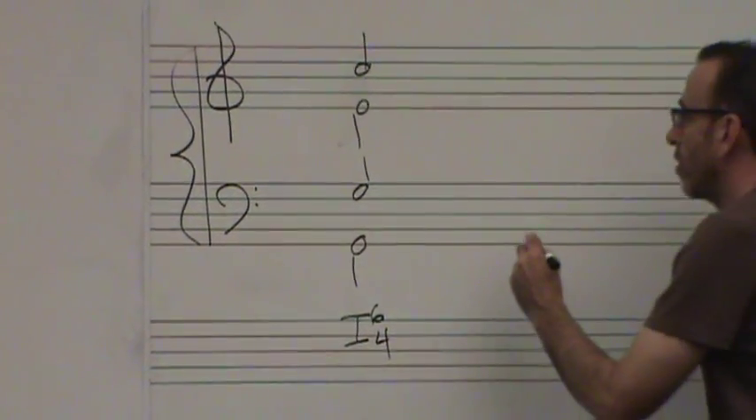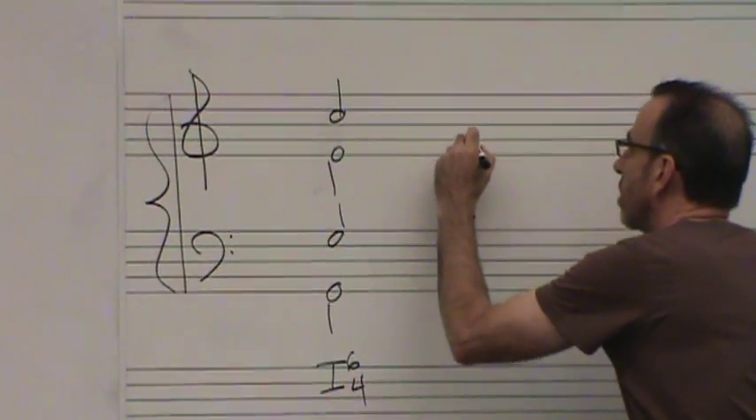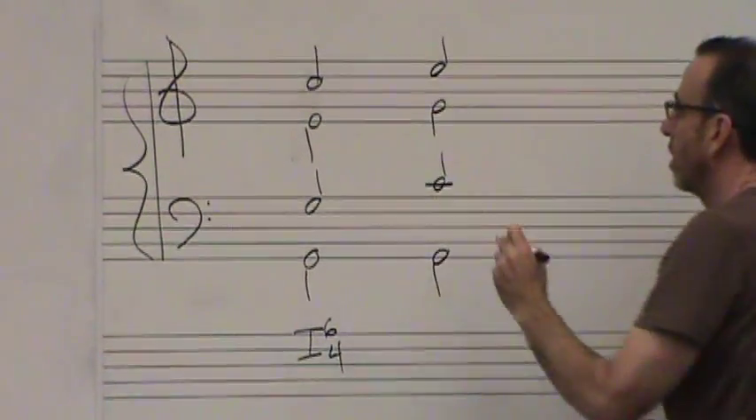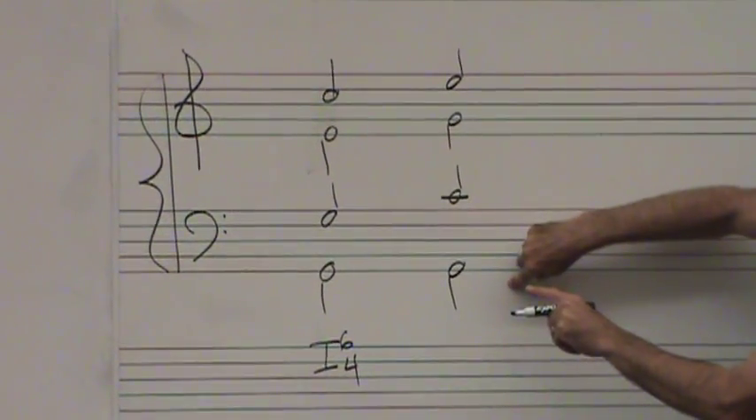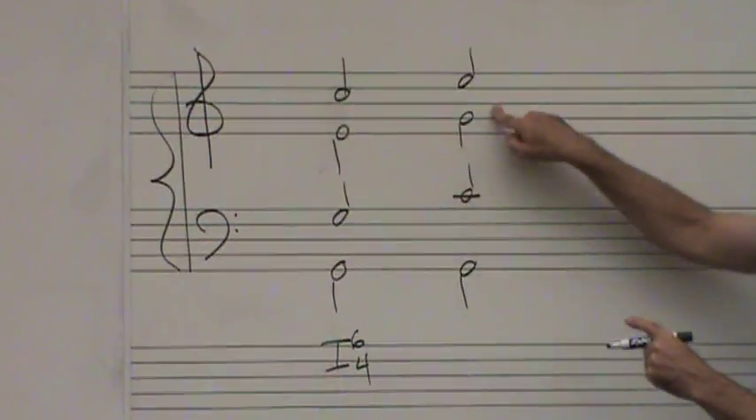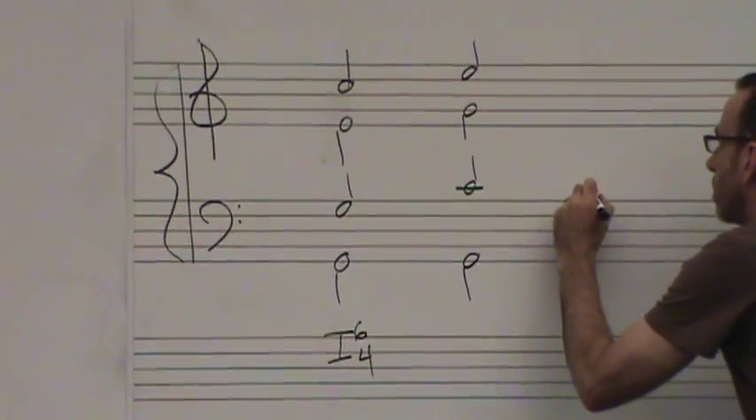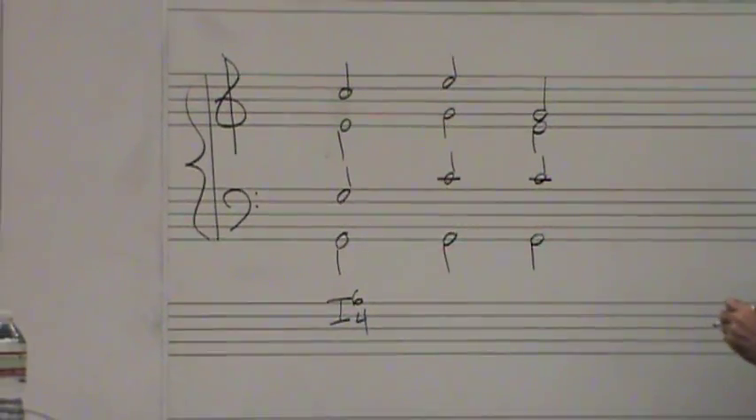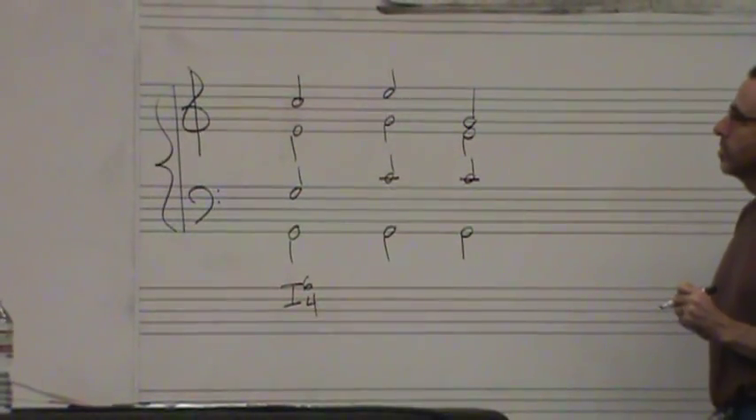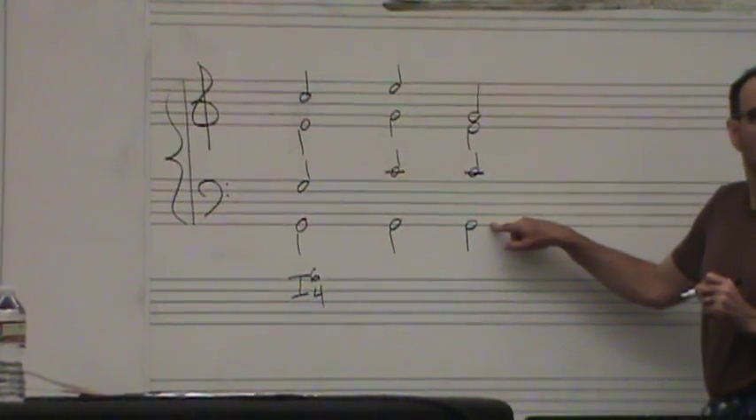And again, it doesn't matter where you double it, so if I had it here and here, I've got the fifth doubled, the bass voice doubled, in the alto here. Here in the tenor, here in the alto, I can do it in the soprano if I want. So you're always doubling the bass in the second inversion.